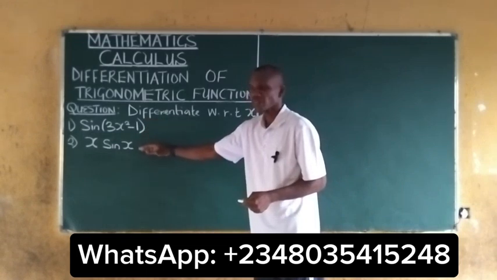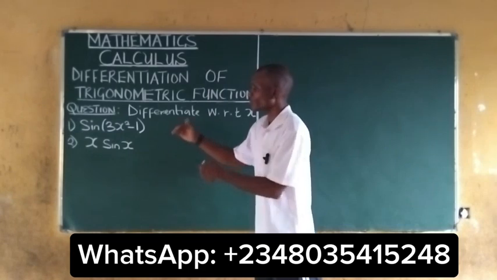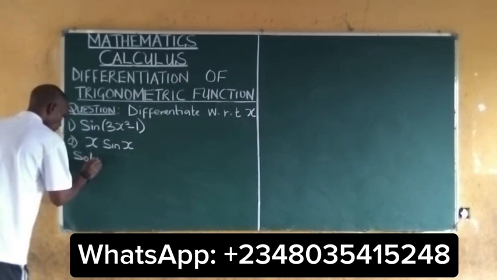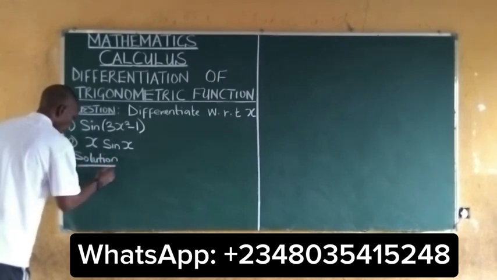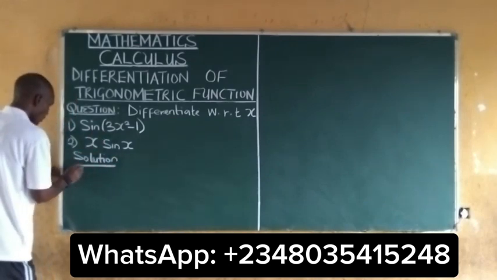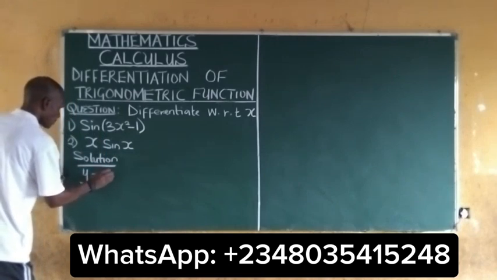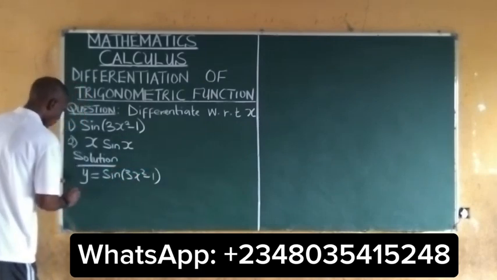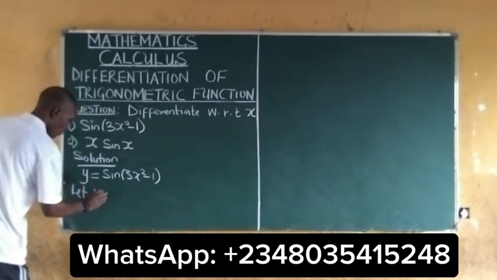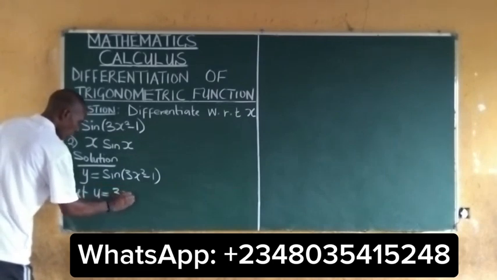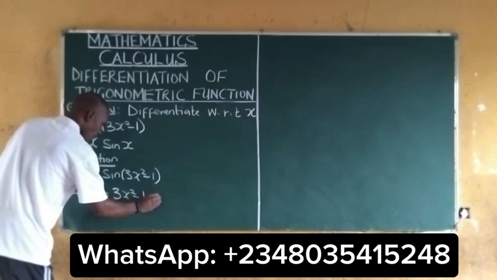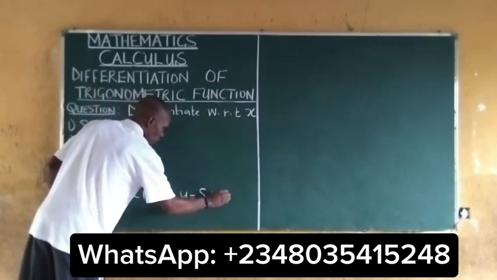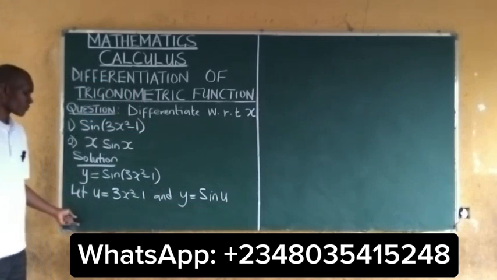We are given two questions here to solve, and they are all on trigonometric functions. Solution. The first one: if y is equal to sine of 3x squared minus 1, we can say let u be equal to 3x squared minus 1, and y is equal to sine u, to make it easier to compute.